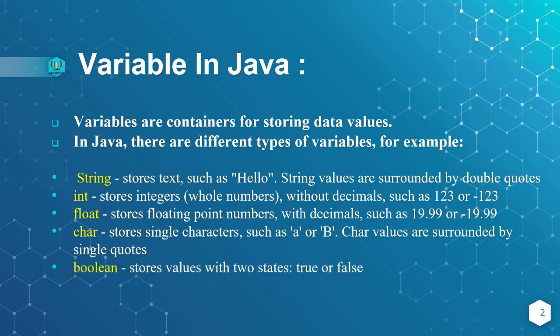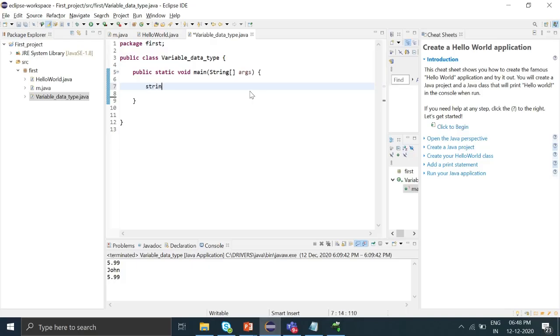The last one is boolean. Boolean stores values with two states, true or false. So we have seen these variables theoretically, but is it enough to understand? While you're writing code in Java, please be careful, because if by mistake you start String with a small s, it will give an error. And another thing, if you don't end things with a semicolon, then also it will give an error.